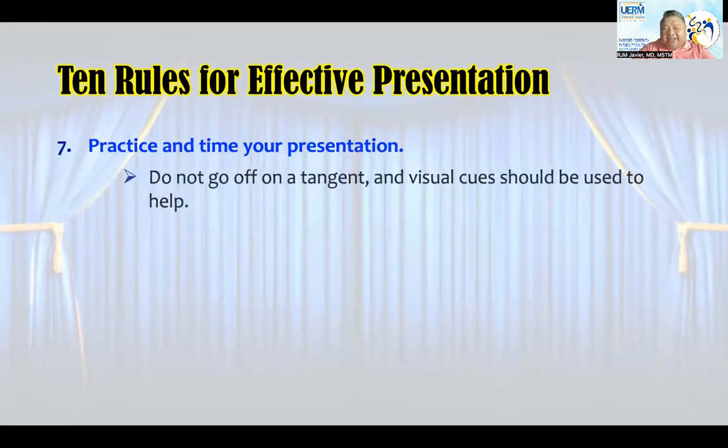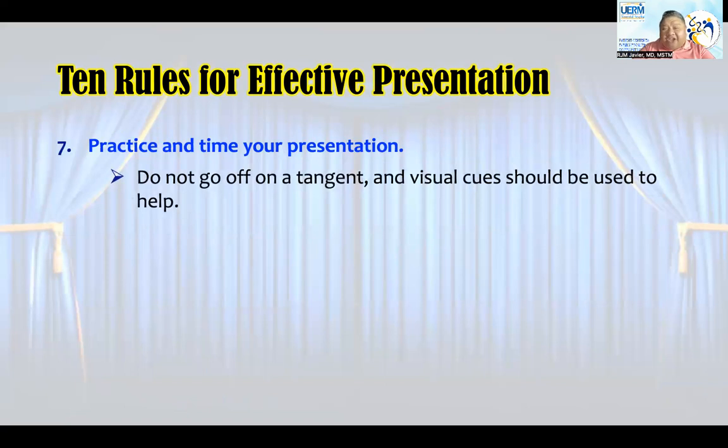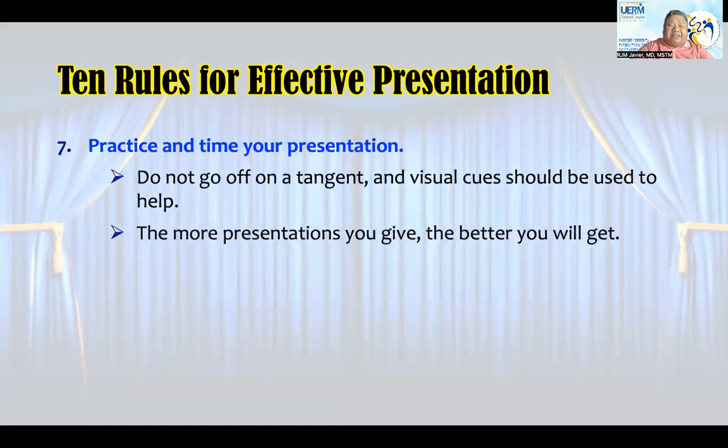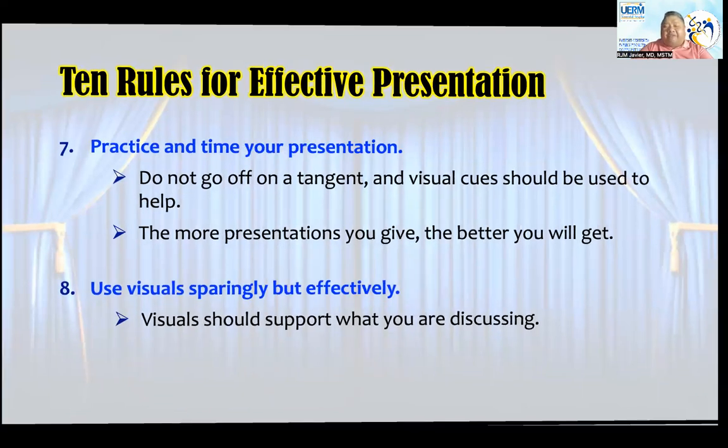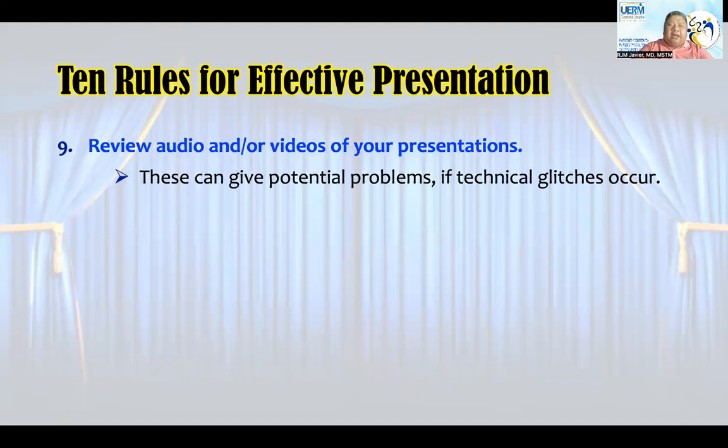Practice and time your presentation. Do not go off on a tangent. Visual cues should be used to help. The more presentations you give, eventually the better you will get. Use visuals sparingly but effectively. Visuals should support whatever you are discussing.